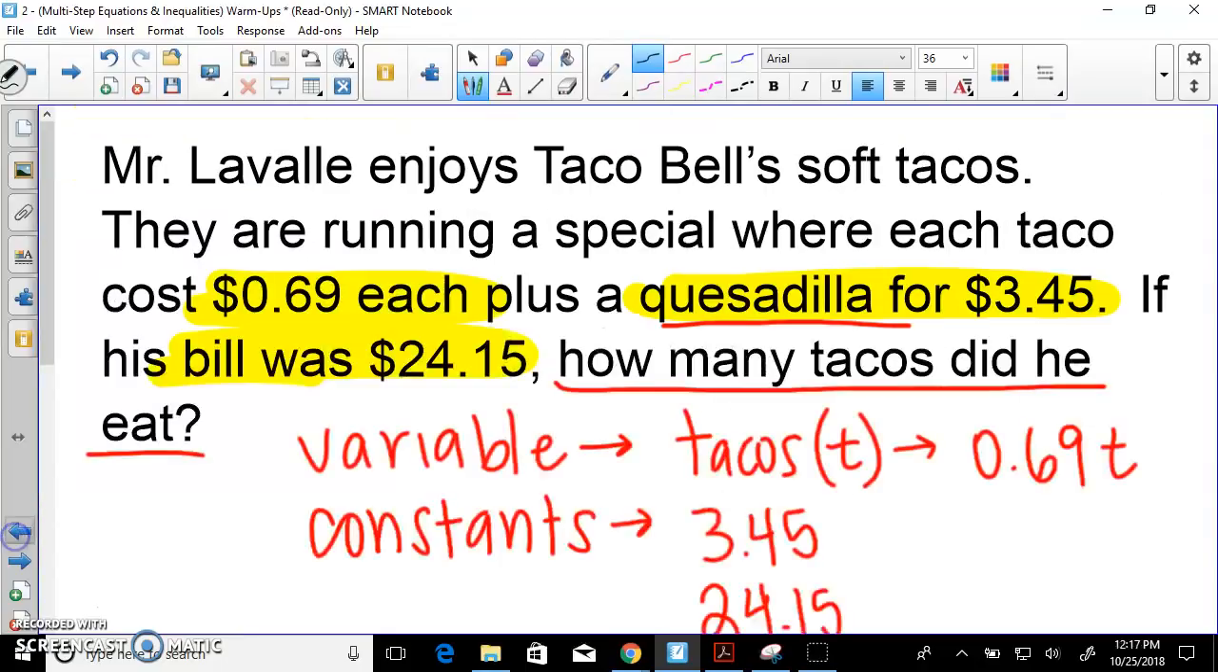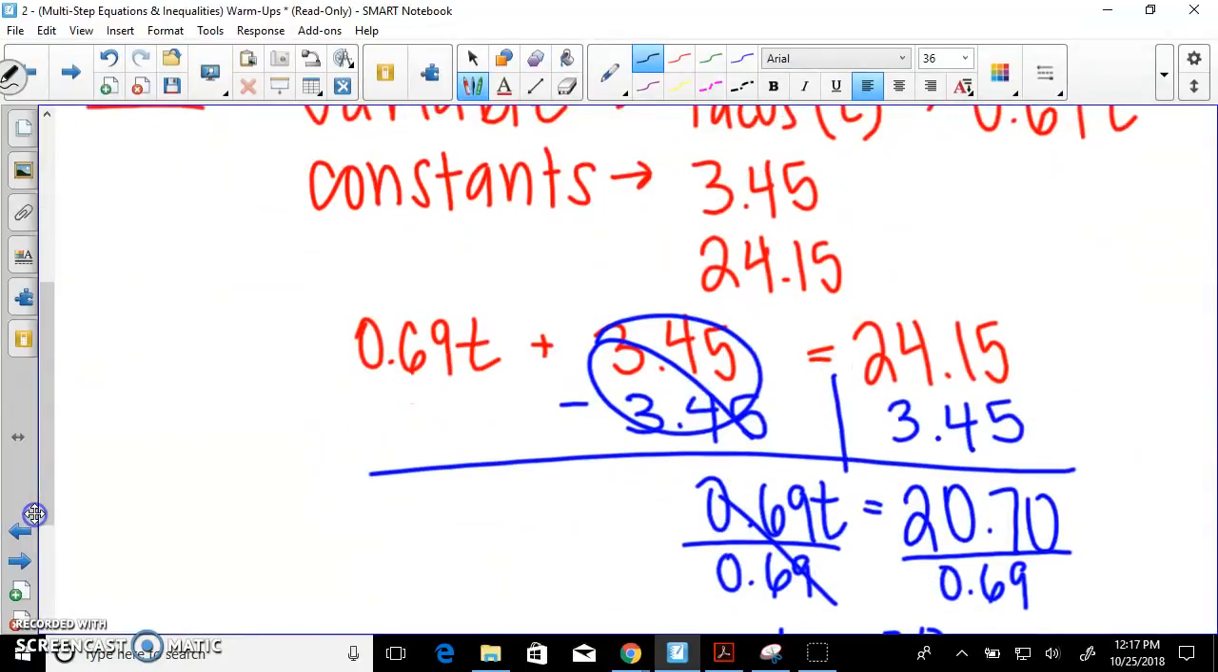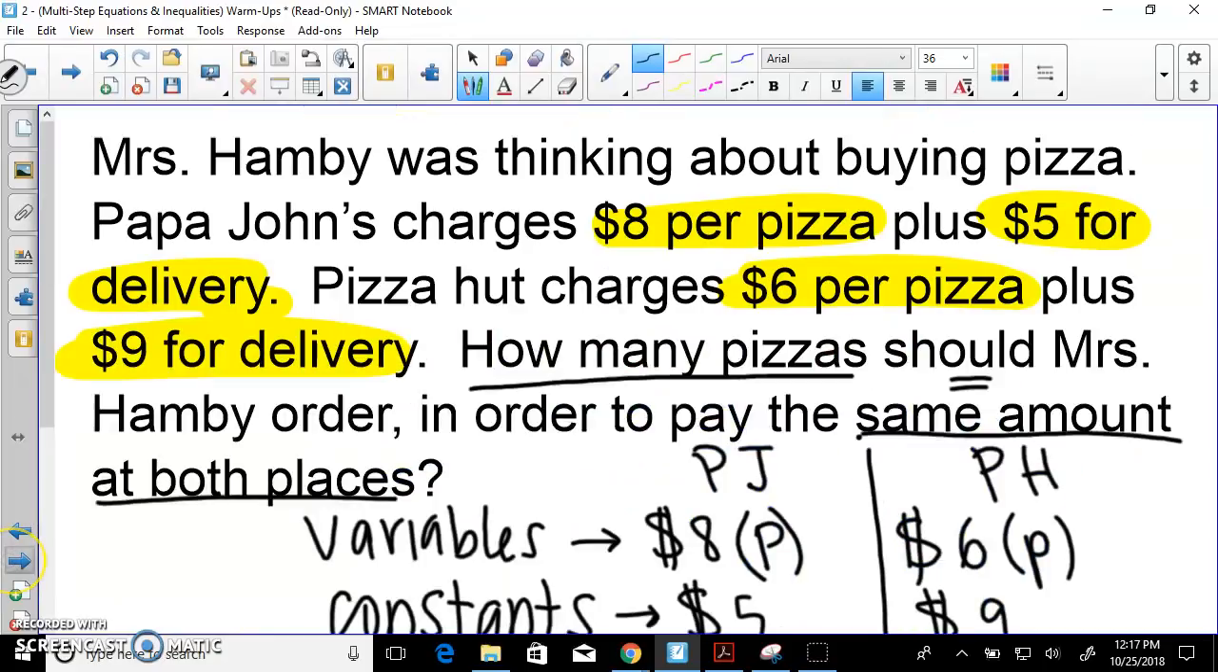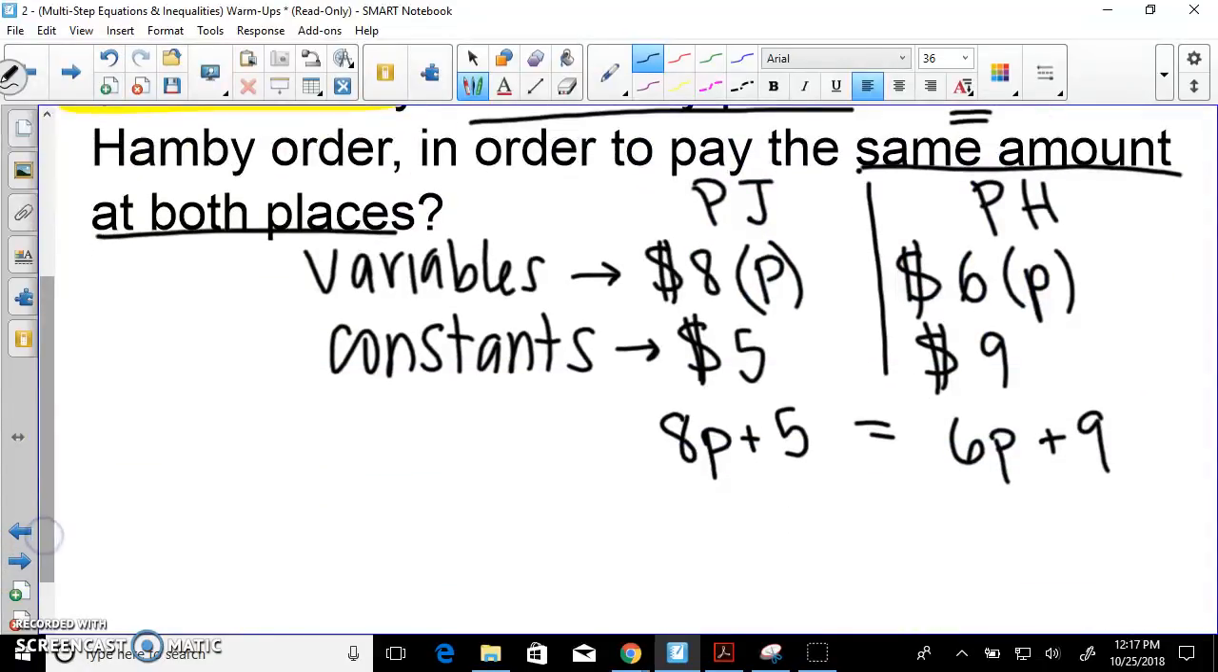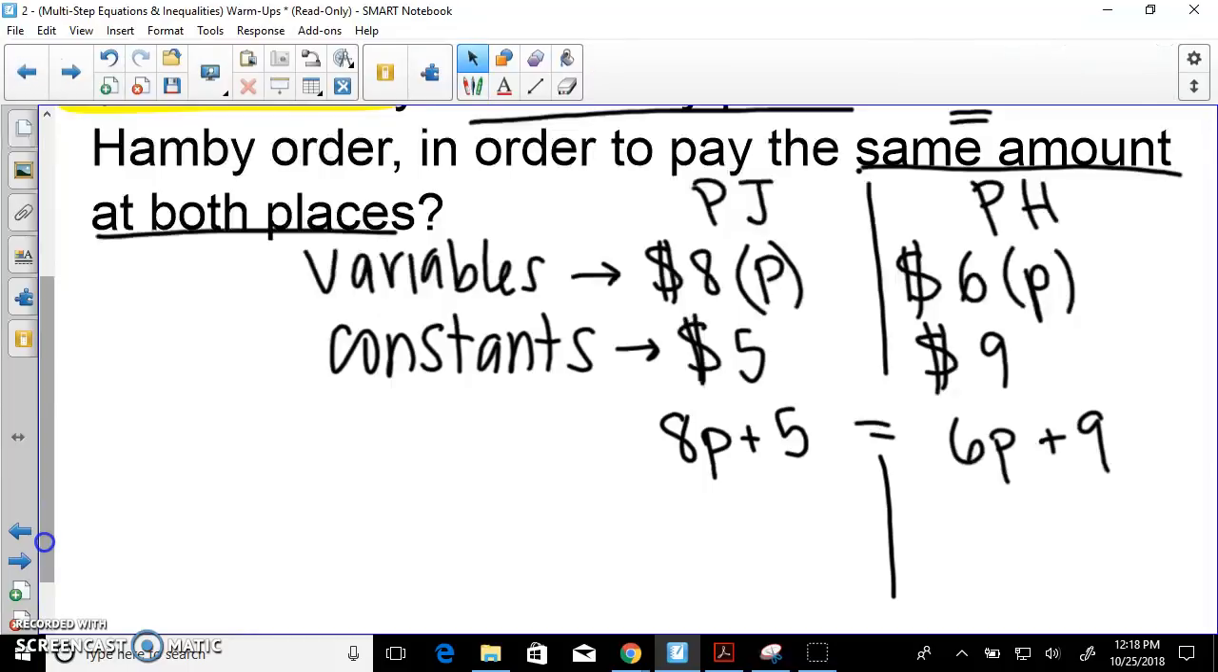This looks different than the previous two examples. In the previous two, we just set them equal to a number, but in this occasion, we're setting two expressions equal to each other. And that's okay. We know how to solve this. This is a multi-step equation.